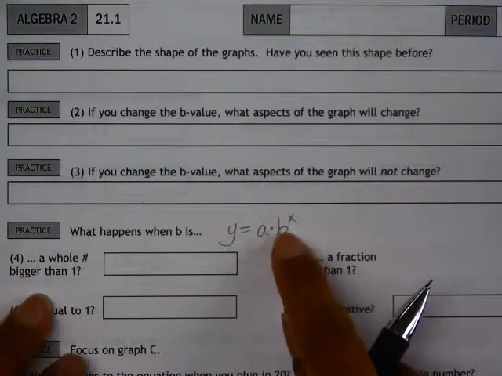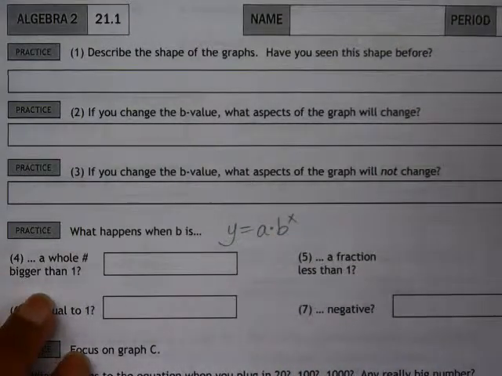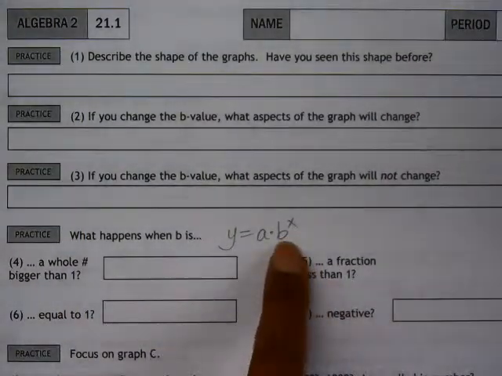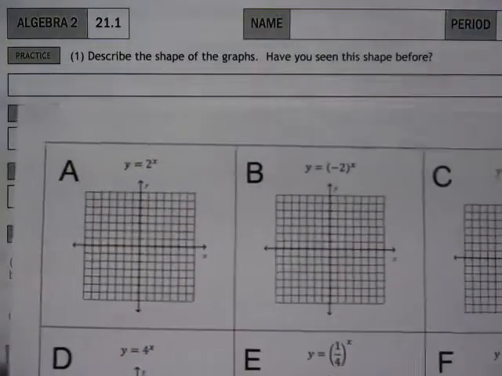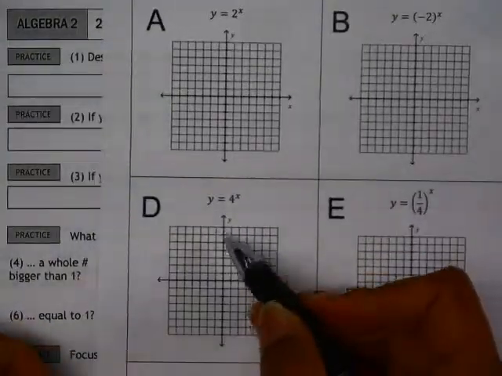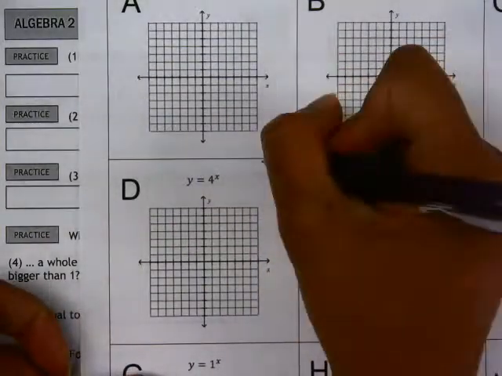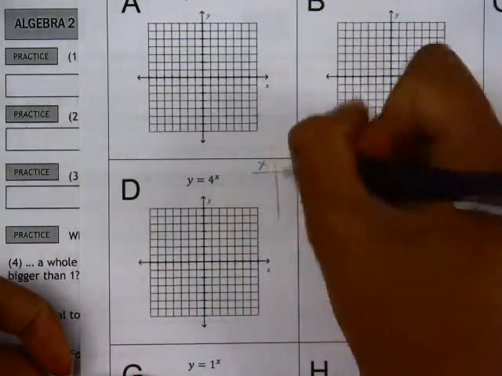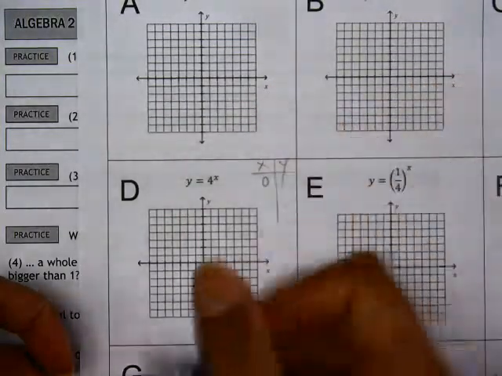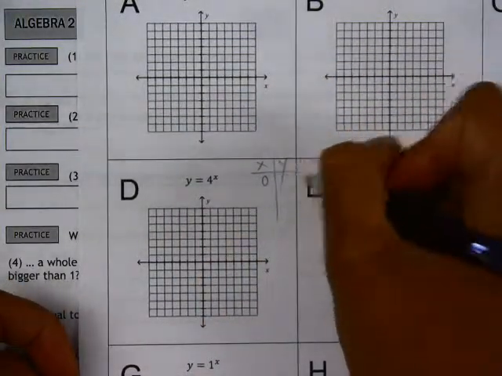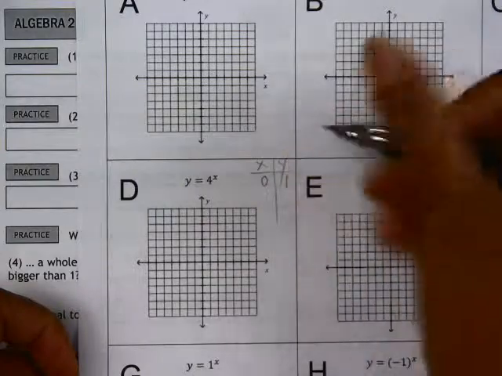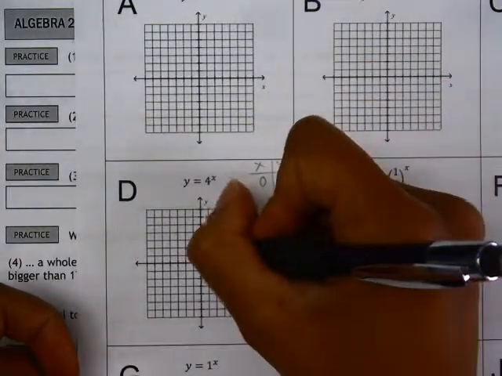So this number right here, let's look at an example of a graph where b is a whole number bigger than 1. So for example, let's look at graph D. We're going to graph 4 to the x. In order to graph that, I'm just going to make a quick xy table and plot some points. So when x equals 0, 4 to the 0 is 1. So we'll plot the point 0, 1.